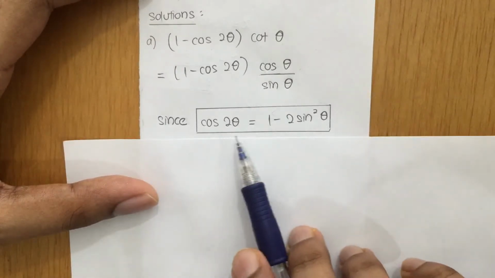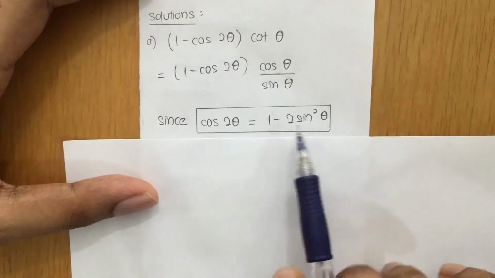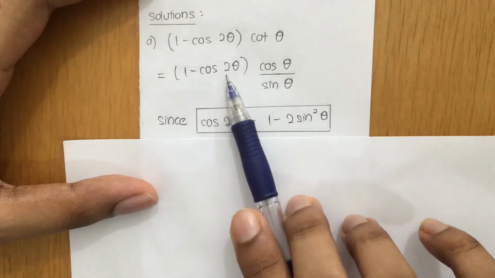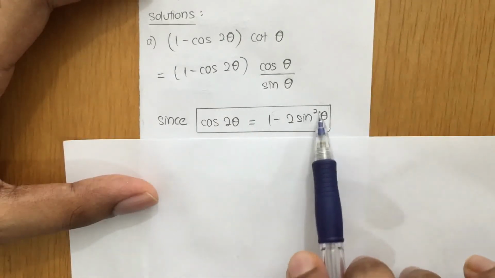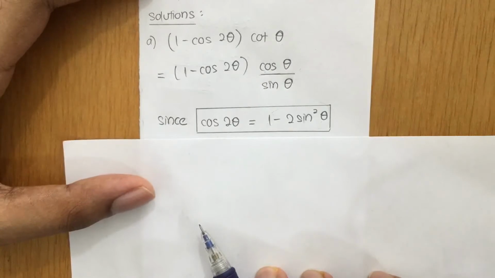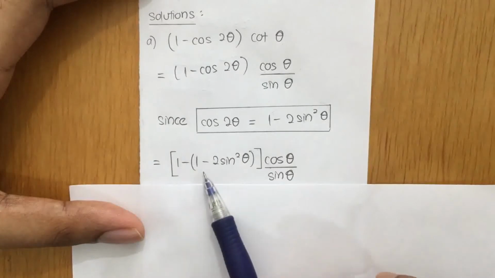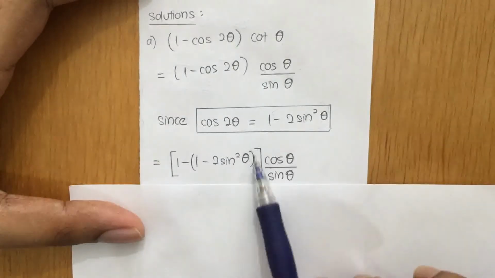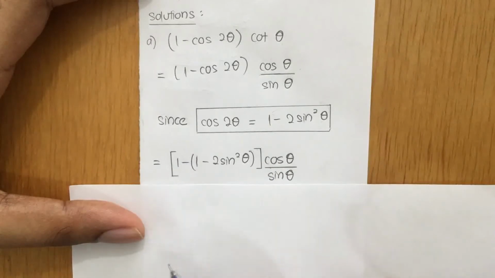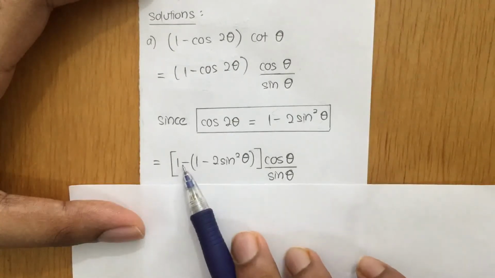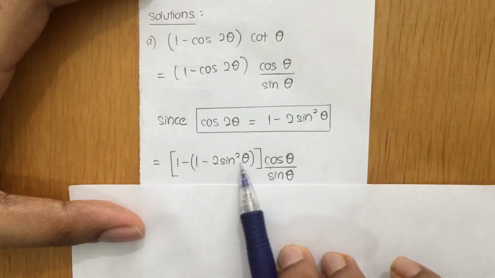Since cos 2 theta is equal to 1 minus 2 sine square theta, which is one of the double angle formula relations, we're going to substitute this cos 2 theta as 1 minus 2 sine square theta in the next step. So from here, 1 minus in a bracket 1 minus 2 sine square theta close bracket, and then you times with cos theta over sine theta. So this 1 minus 1 will cancel off. This negative times negative 2 sine square theta will become positive 2 sine square theta.